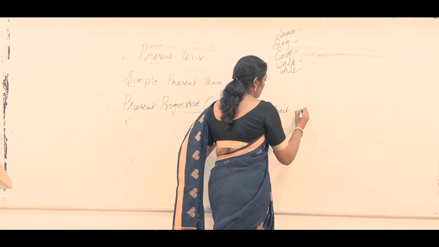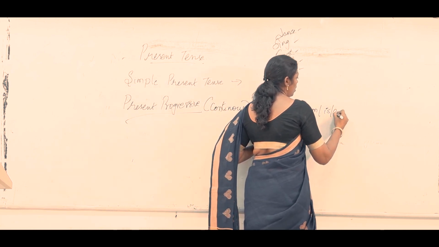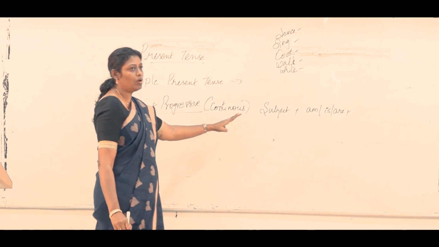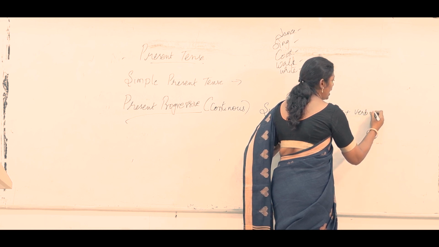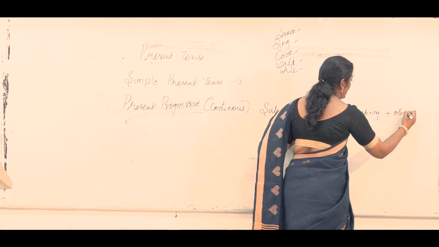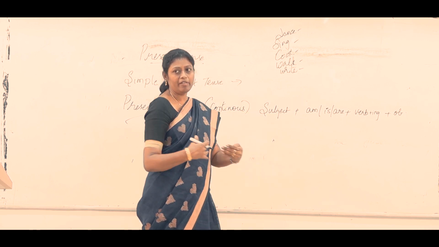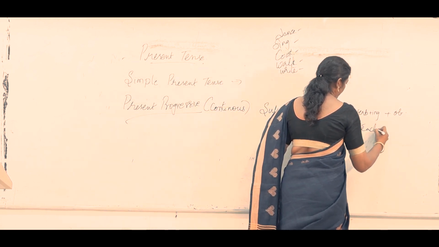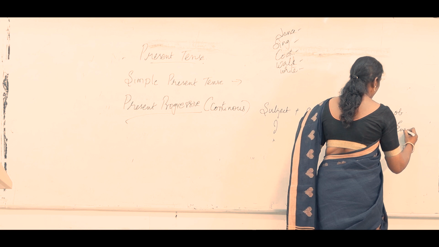Subject plus the auxiliary verb or helping verb am, is or are, plus, since it is present progressive, we are using only present tense verbs here, the root verb plus ing form, plus object. Very simple. I can take anything as the subject. Let me give my example here. I am teaching. I'm teaching grammar, or English grammar.